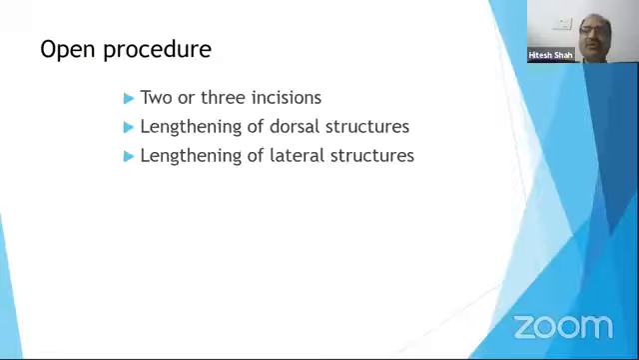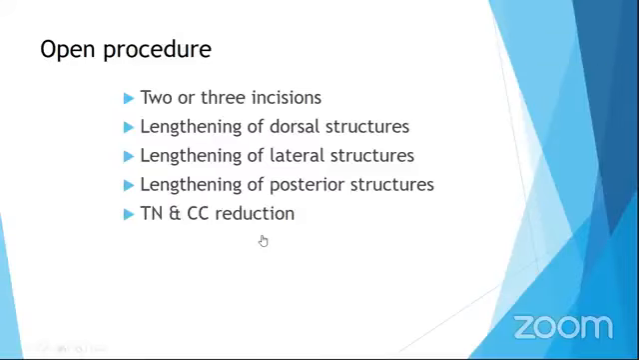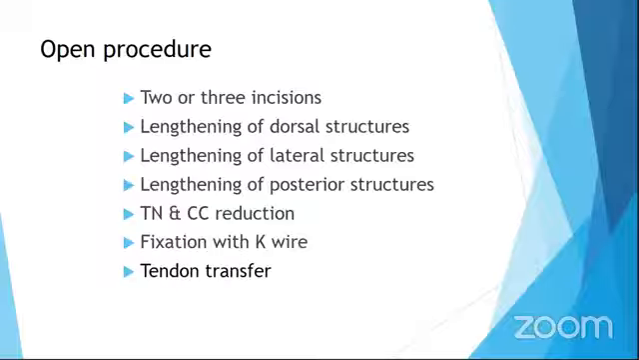Yes. As Dr. John said, you need to lengthen the dorsal structures, the lateral structures, and the posterior ones as well. The tibialis anterior has to be lengthened. Dorsal are the tibialis anterior, EHL, EDL and peroneus tertius; lateral are peroneus longus and brevis; and posterior is the tendoachilles and the capsule. Then do the talonavicular and calcaneocuboid joints and fix with the wire.